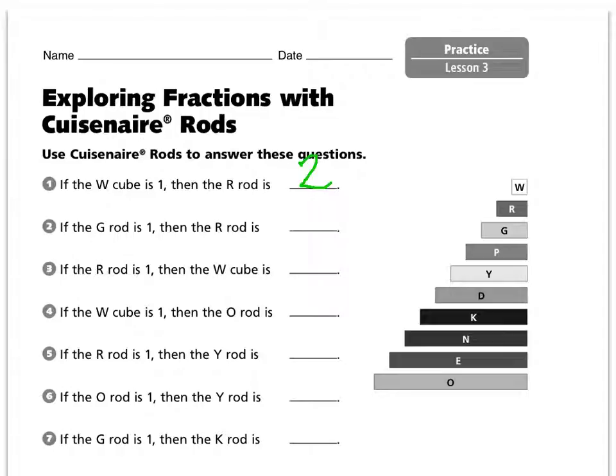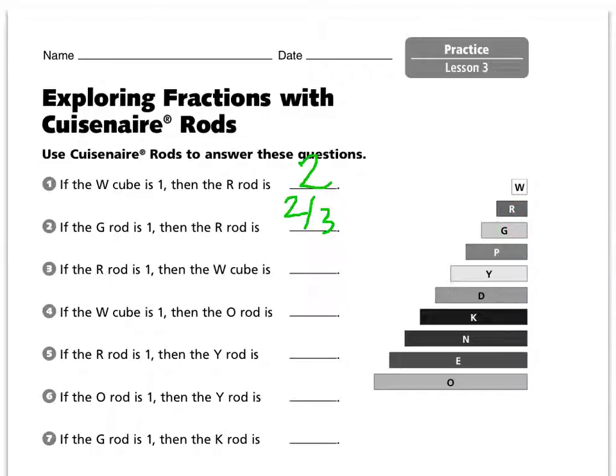If G rod is 1, then what's R? So G has 3 W's, and R has 2 W's. But this whole thing equals 1, so it's 1/3 for each piece. So 1/3 plus 1/3 plus 1/3. And R only has 2 of those, so it would just be 1/3 plus 1/3, which equals 2/3.